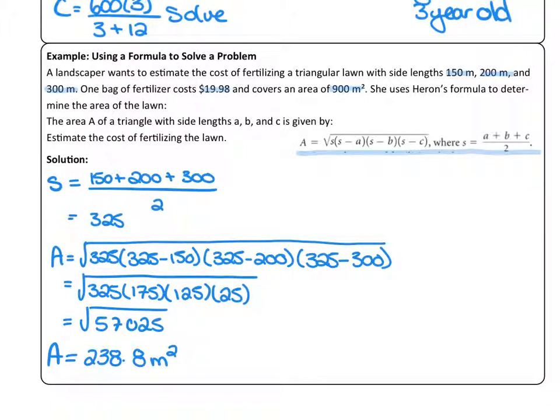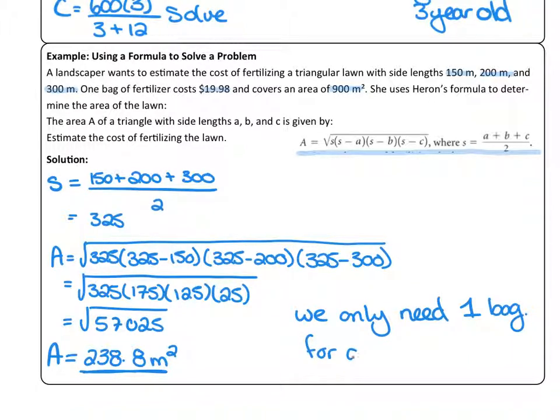All right, so we also know that 1 bag of fertilizer costs $19.98 and covers an area of 900 meters squared. Since our area is less than 900 meters squared, we only need to buy 1 bag. And the nice thing about this is that bag is going to cover at least 3 treatments.